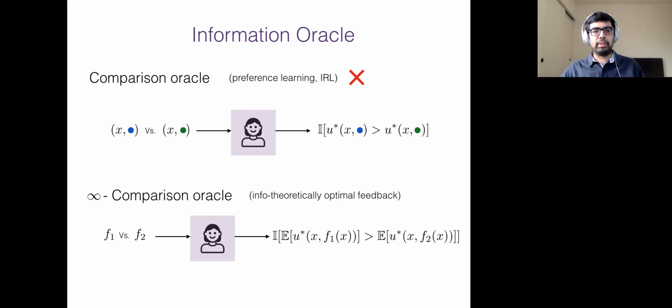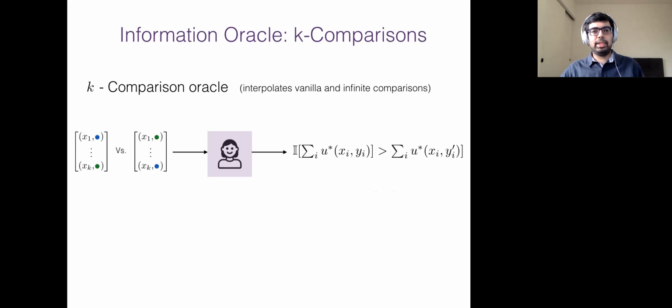We can go to the other extreme, and one can imagine an extremely powerful oracle, which we call the infinite comparison oracle. This oracle takes in two functions, f1 and f2, and outputs which one of those has a higher utility when evaluated on the true distribution D. Note that this oracle can actually be used by a learning algorithm to figure out the best decision function in the class F. However, it places all the burden of learning on the human expert, asking them to effectively compare decisions across an infinite number of contexts. Thus, while being information theoretically optimal, this oracle is practically infeasible to implement.